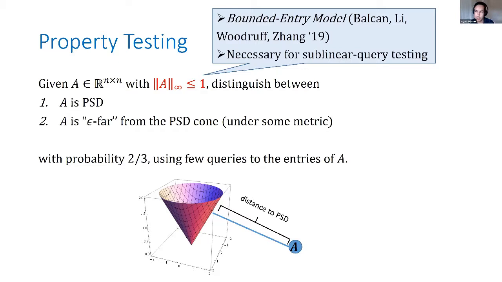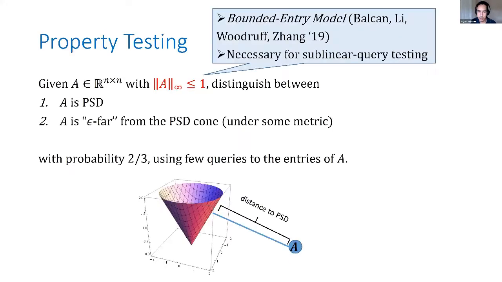This model where you're assuming the entries are bounded was called the bounded entry model by Balkin, Lee, Woodruff, and Zhang in SODA 19. It's fairly easy to see that you need a restriction of this form if you want to test a spectral property of a matrix in sublinear queries. If you didn't have boundedness of the entries, I could just take a huge entry like -infinity and hide it somewhere in the matrix randomly. This is going to mess all the spectral properties of the matrix up. It'll make it not PSD, it'll change the spectral norm and all sorts of things. So I would need to see this entry to determine whether the property I'm testing is satisfied, and to do that I would need to read the entire matrix because it's just a single entry. So it's easy to see that you need this kind of assumption.